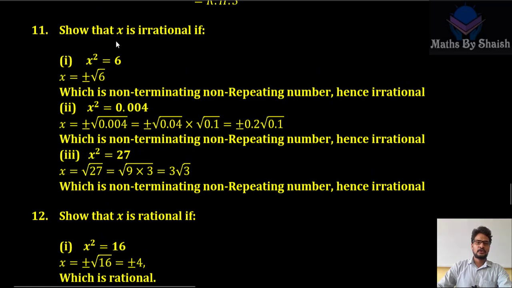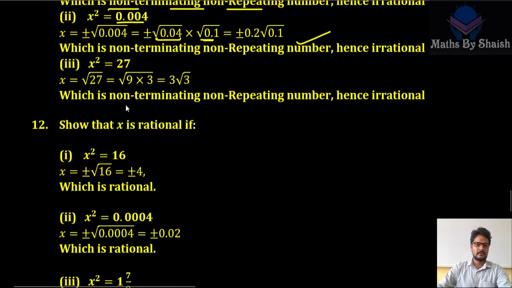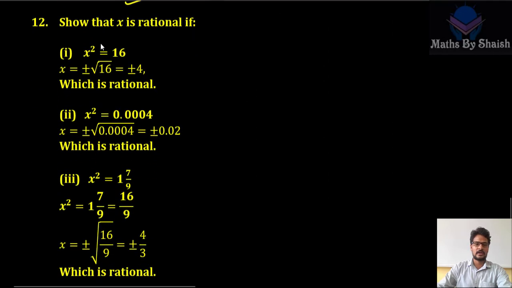Yeah, next one is show that x is irrational if x square equals 6. So if x square is 6, then x is going to be plus minus root 6, which is of course an irrational number. So we can also give this as just a support. We can write this as non-terminating, non-repeating, that's why it is an irrational number. Similarly this also, we can see this is a rational part, but due to this it is becoming irrational, so it is irrational. Similarly 27 square root, again it is going to be irrational.